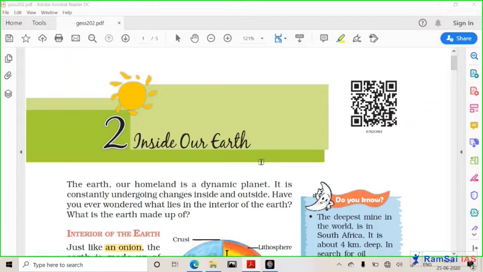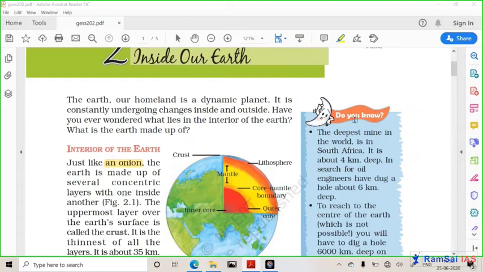Let us start with the interior of the earth. Friends, generally when we say earth, we remember a spherical sphere revolving around the sun. But since our childhood, we don't know what is inside the earth. The earth's interior is like an onion.